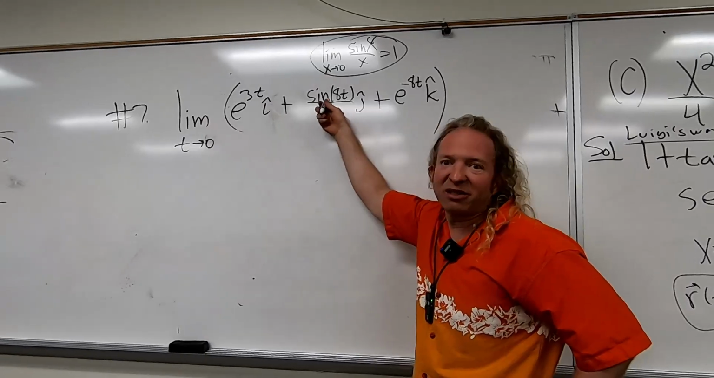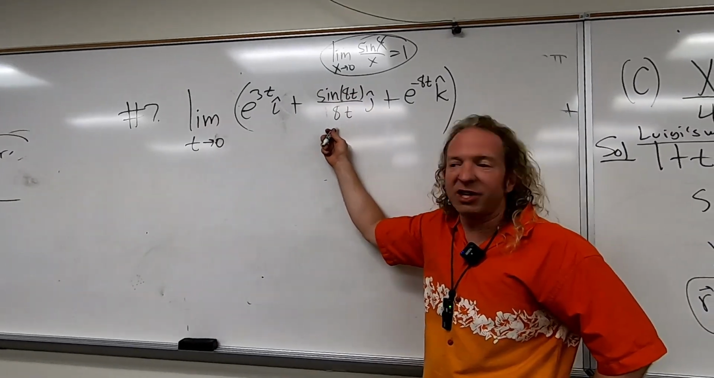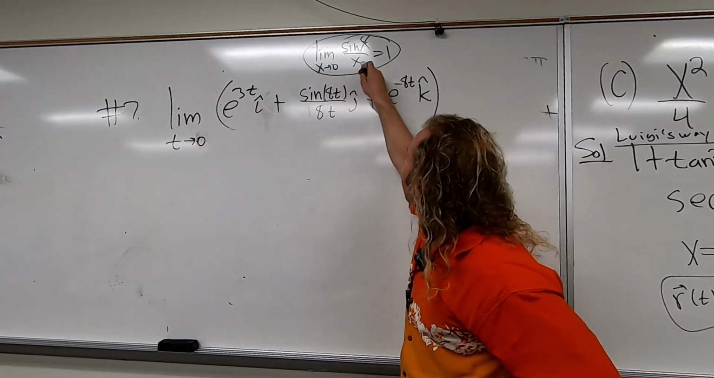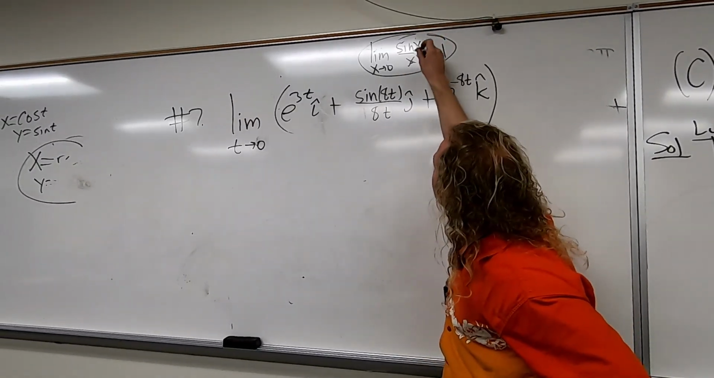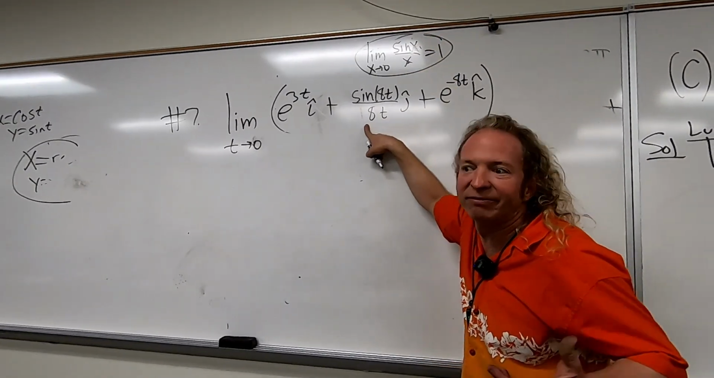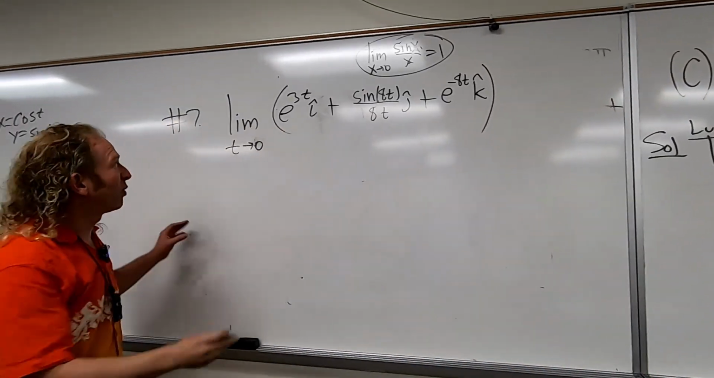You can also use L'Hopital's, right? Because it's 0 over 0, so you could take the derivative. But it's from Calc 1. I teach Calc 1, so I'm really aware of the formula. Whenever you have a limit like this, where these match, and this quantity is going to 0, you just get 1. Okay.